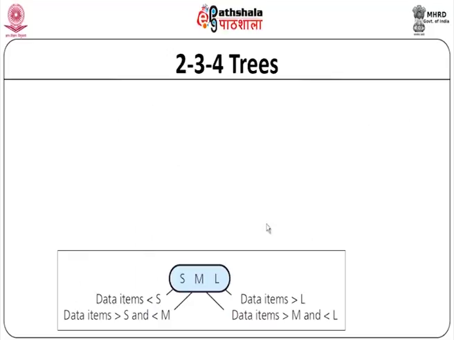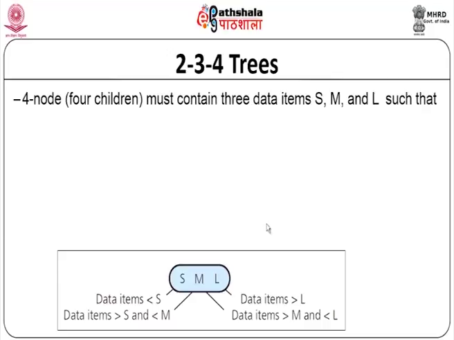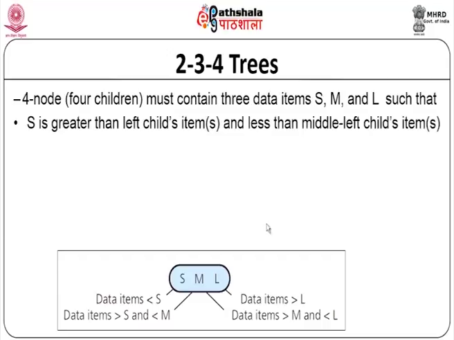Now, just look at this. Let us talk about a node in a 2, 3, 4 tree. It will contain 3 data values S, M and L, let us assume. We said it has to satisfy some conditions or properties. If you have a 4 node, the node with 4 children and 3 data values S, M, L, we will call the children the left, middle left, middle right and right child.